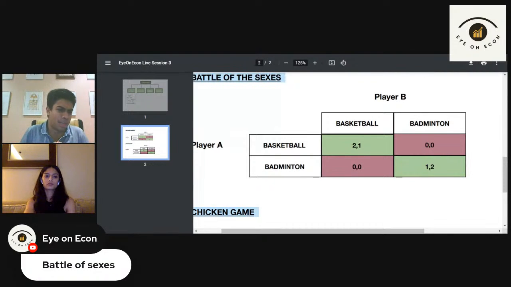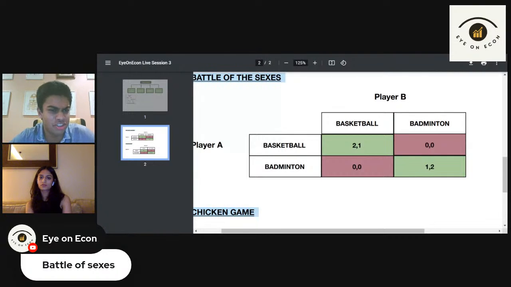They wouldn't want to play different sports, so they would want to spend time together, so they want to play the same sport. So then it comes down to a real battle of the sexes to decide which party is more successful and gets a payoff of 2, while the other gets a payoff of 1.